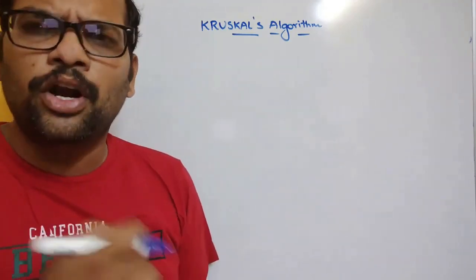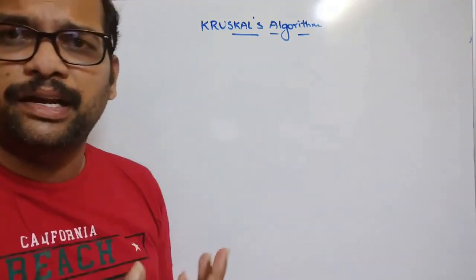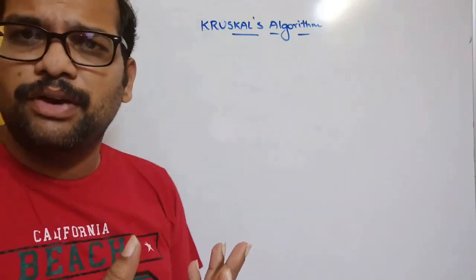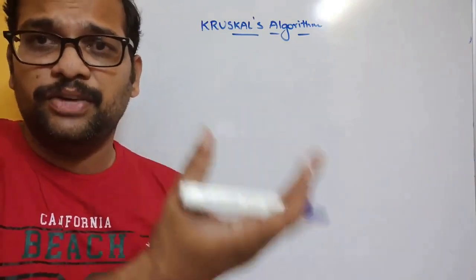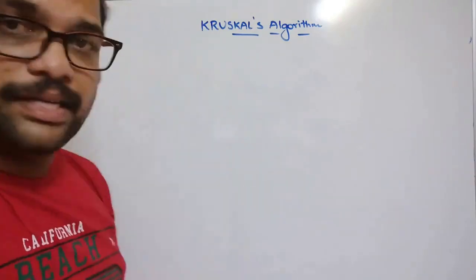minimum cost spanning tree. So in order to find this minimum cost spanning tree, there are two approaches as we have discussed earlier, that is Prim's algorithm and Kruskal's algorithm. In the previous sessions we have seen Prim's algorithm, now we will see Kruskal's algorithm.